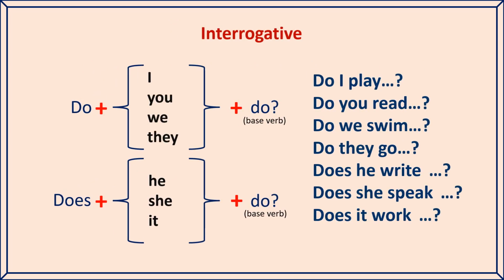To form the interrogatives, we use do and does before the subject, and put the base form of the verb after the subject. Do I play? Do you read? Do we swim? Do they go? Does he write? Does she speak? Does it work?